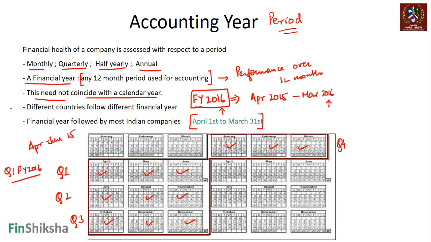We need to understand that different countries follow different financial year periods, right? The US, for example, treats the accounting year as the same as the calendar year. So they will start from January and go till December. This is in the US, and a lot of the Western nations follow that method. India basically follows April to March. So that's the context of the accounting year. Everything that happens in this year will form a part of the accounting statements for that financial year, right?